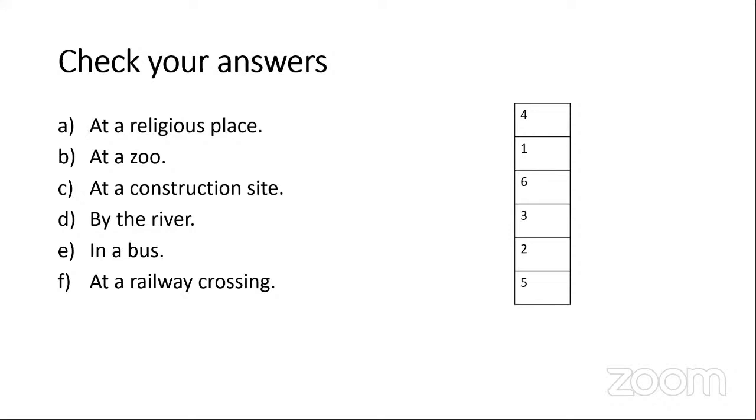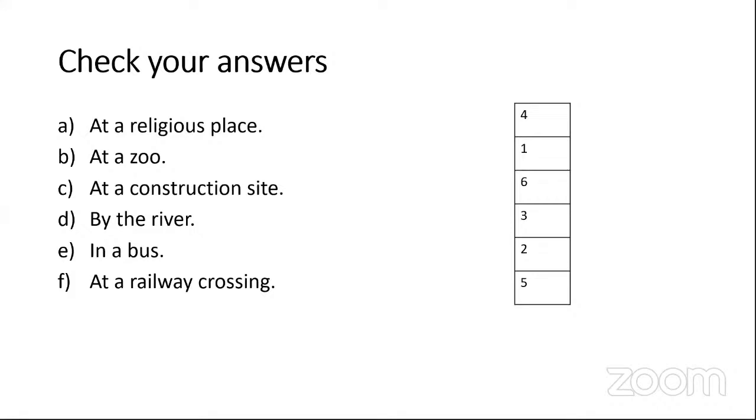Okay. A, at a religious place. Religious place means, Pute, what is the meaning of religious place? Yes, at a temple, at a mosque, at a church, even at a kovil. Those are the religious places. Religious places means places where people go for worshipping and religious reasons. Temple, mosque, kovil, and those are the answers.